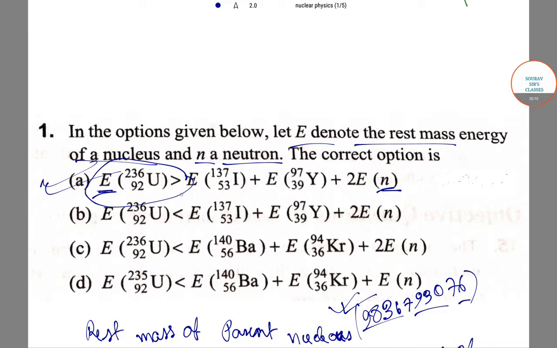But in the other three options, the parent nuclei rest mass energy is less than that of the daughter nuclei. So the only possible reaction is option A. Here the rest mass energy of the parent nuclei is greater than the rest mass energy of the daughter nuclei. So option A is the correct answer for this question.